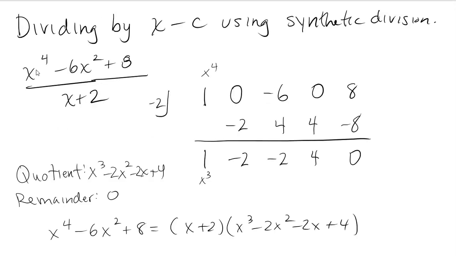I made up this example x to the 4th minus 6x squared plus 8 divided by x plus 2. And how did I know in advance that x plus 2 was going to be a factor? Well, I just plugged negative 2 into the function. If I plug negative 2 into that function, I get negative 2 to the 4th minus 6 times negative 2 squared plus 8. And when I evaluate that, I get 16 minus 24 plus 8, which is 0. So I knew x plus 2 was going to be a factor.